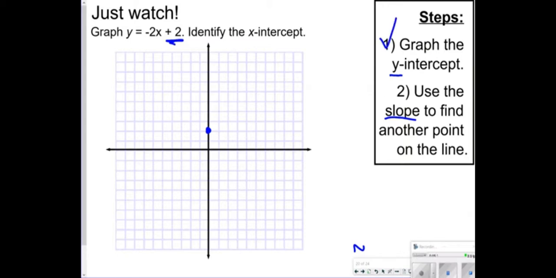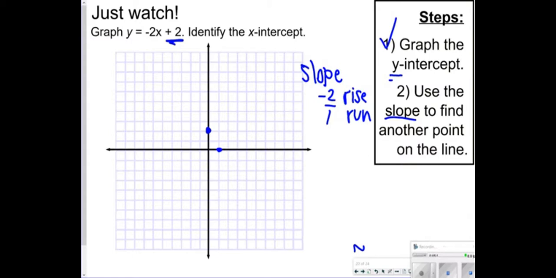The next thing I'm going to do, it says use slope to find another point. Okay, this slope says it's negative 2, and we're going to write it as a fraction, negative 2 over 1, because we need it to say rise over run. So we're actually going to rise negative 2, which means go down, and then run 1.